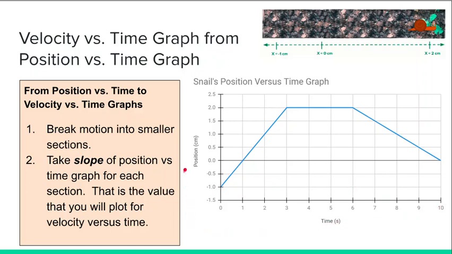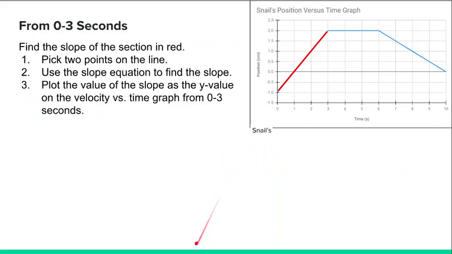For each section, we're going to take the slope of the position versus time graph. The slope will tell us the velocity. And that's what we're going to plot for the velocity versus time graph. And in this graph, because his slopes are straight lines, it's constant, it'll be easy to come up with the graph. So let's start with the section from 0 to 3 seconds.